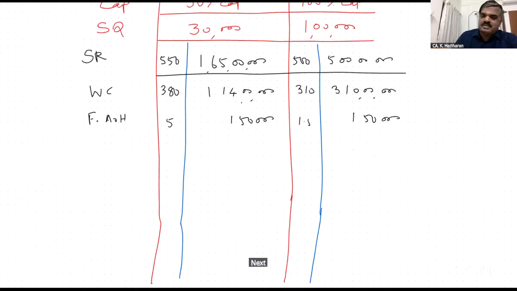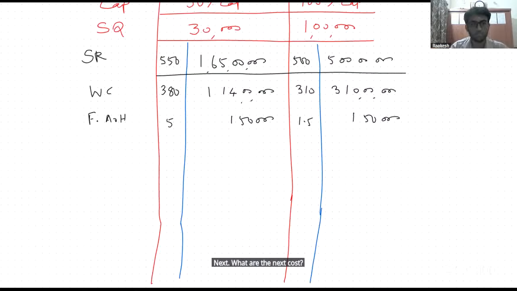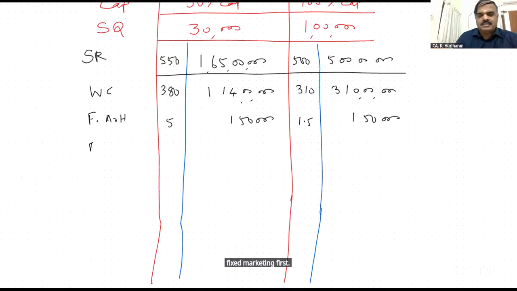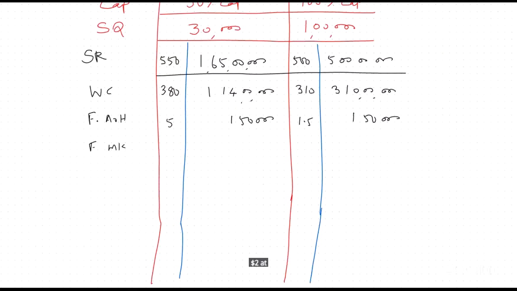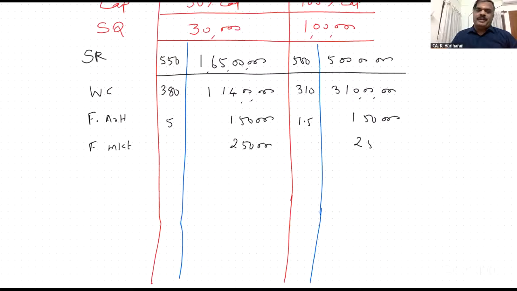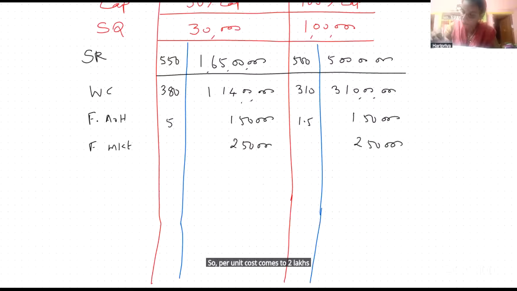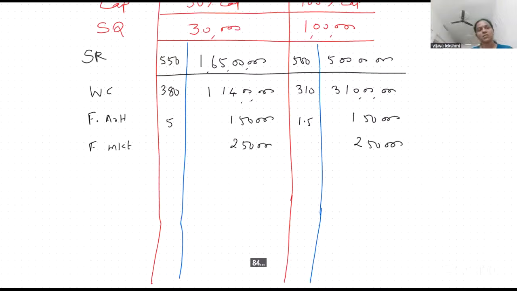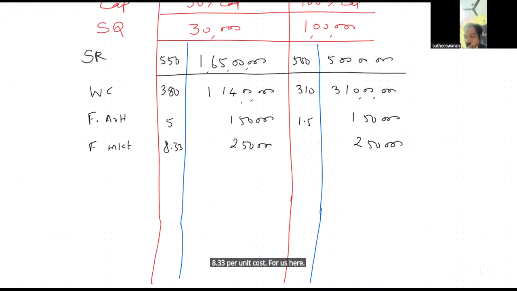Next, what is the next cost? Fixed marketing expenses. How much? 2,50,000. So fixed cost per month remains constant irrespective of the quantity. Therefore, 2,50,000 in both columns. So per unit cost comes to 2,50,000 divided by 30,000, which is 8.33 per unit cost. Whereas here it is 2.5. Next expenditure.